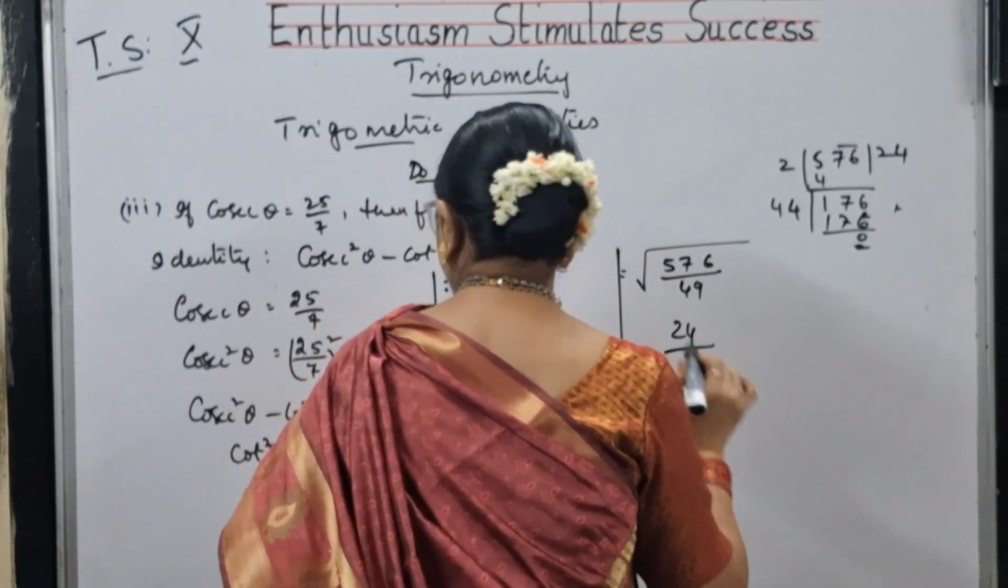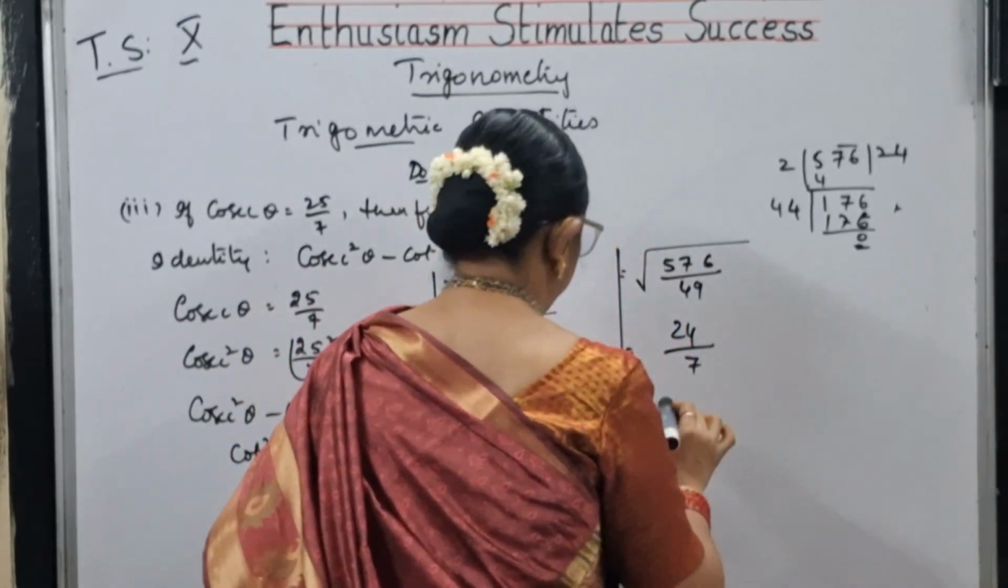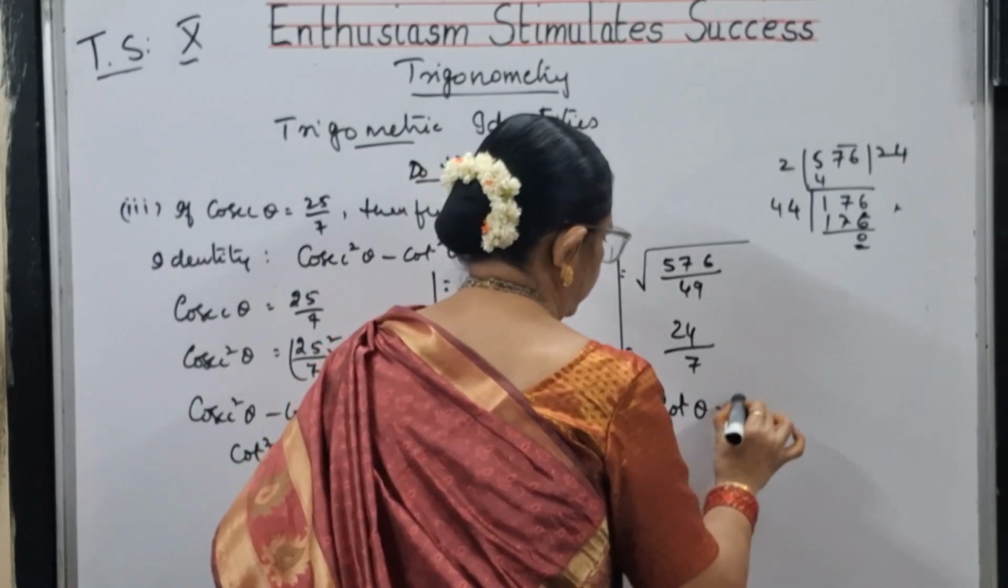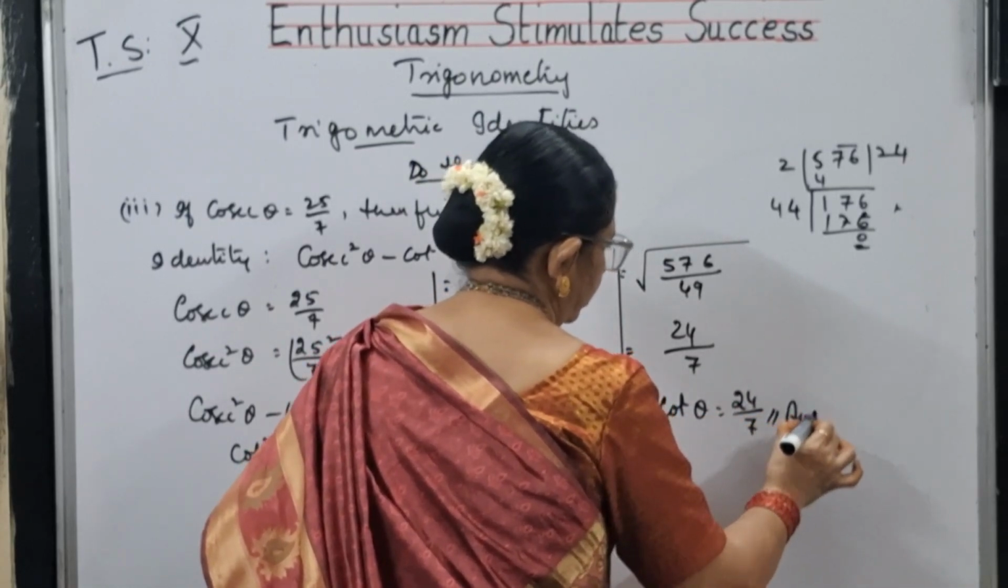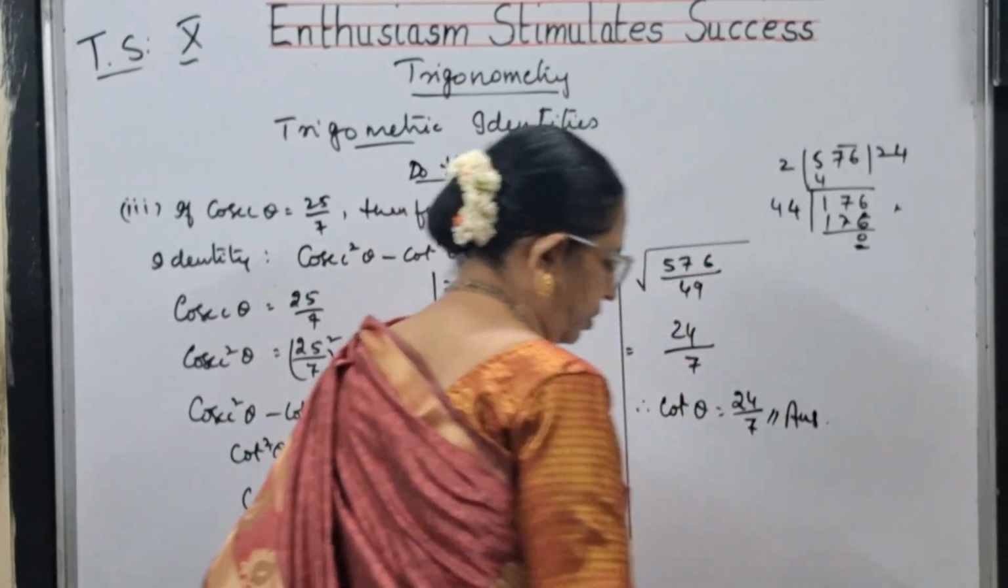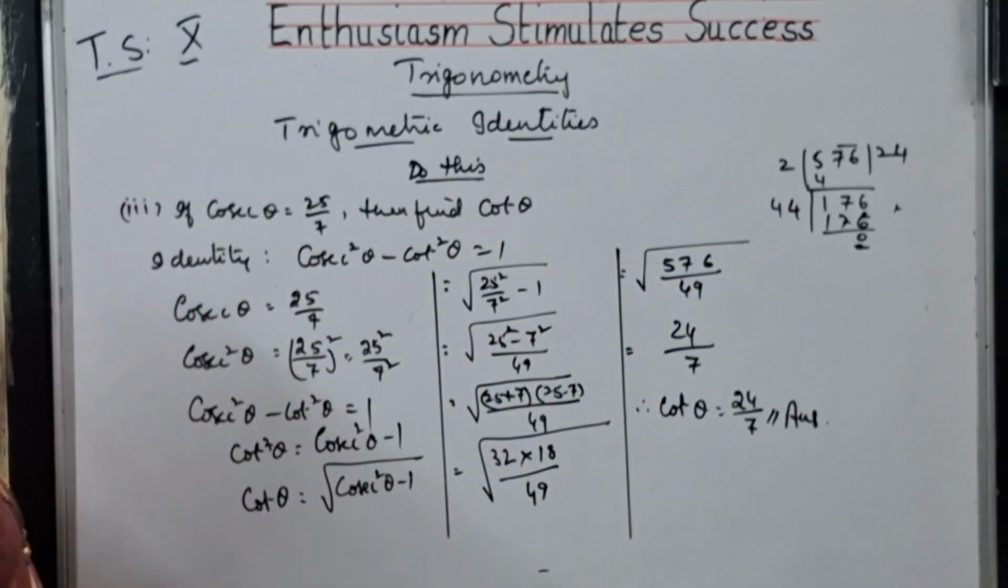So we will be saying, what is the question? Cot theta. Cot theta is equal to 24 by 7. This is the answer for this problem, children. Please note it down.